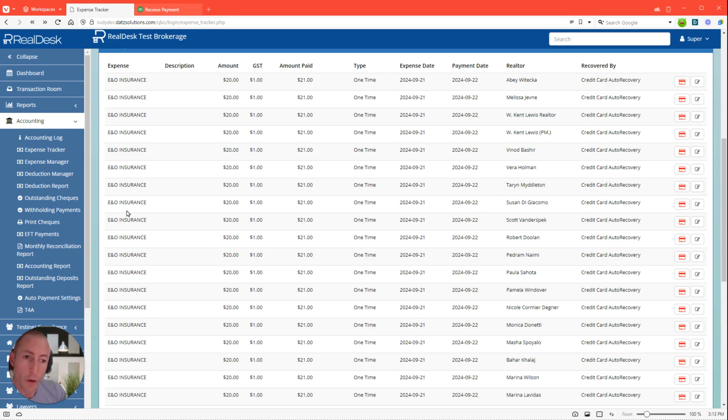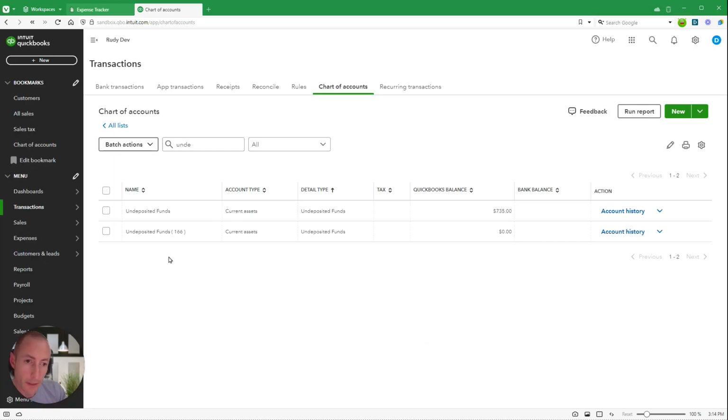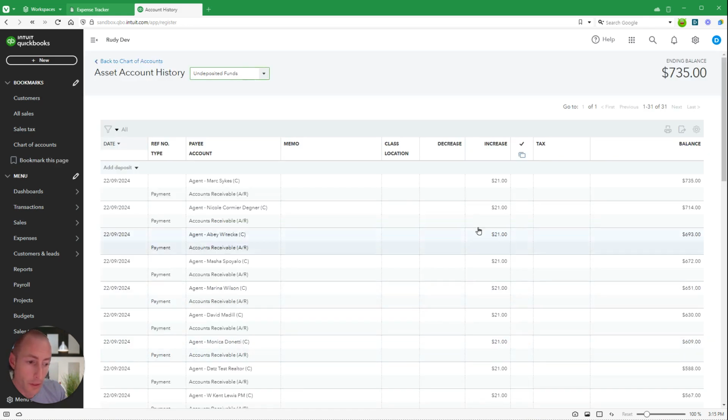So the easiest way to solve all of these problems and create that reconciliation process is through the use of undeposited funds in QuickBooks. It's an asset account, very similar to a bank account. It's for current assets, meant to represent funds that are in transit to a bank account. If we go into account history, we will see each of these $21 recoveries as its own entry.